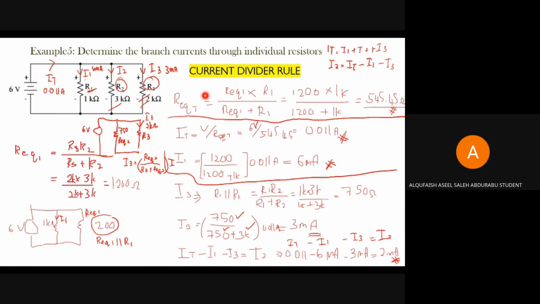Okay. So it's the same as the previous one, so the answer should be the same. I1 is 6 milliampere. I2 is 2 milliampere. I3 is 3 milliampere. So by using both methods, either the conventional method or the current or voltage divider method, you can have the same answer.